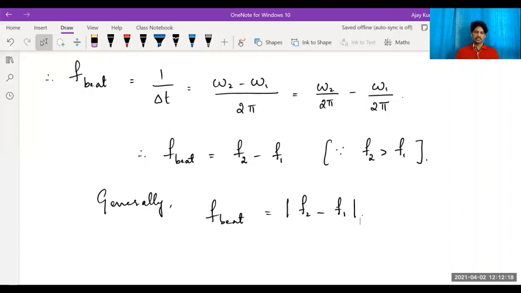So the beat frequency is the difference between the individual frequencies of the waves. Right. So that is how you can calculate the beat frequency.